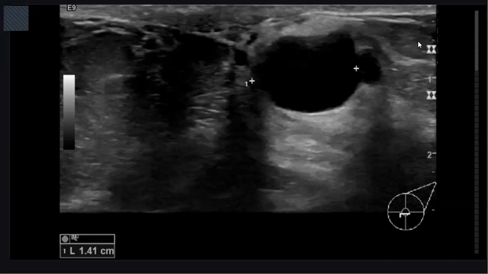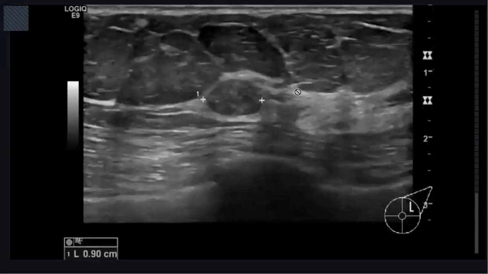I'd like to scroll through the images to see the other suspicious lesion in the image. You can scroll. I don't know, is this scrollable? Yes, yes. Trying to scroll. Yes, this is a smaller lesion of the same patient.